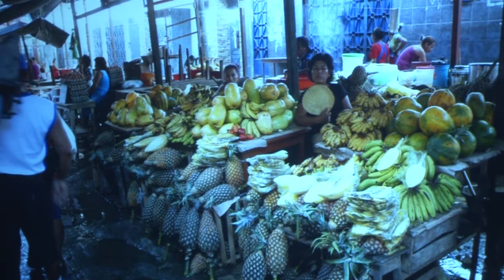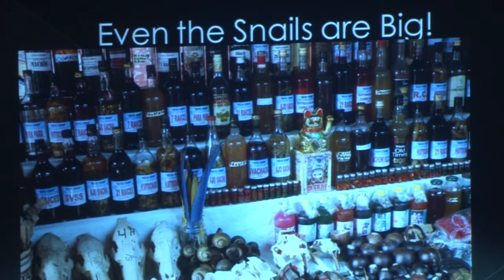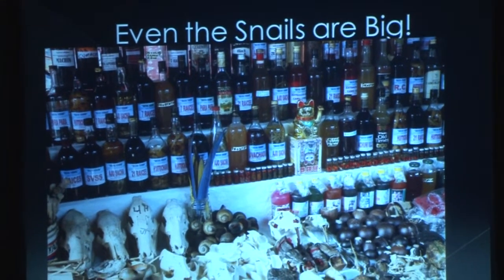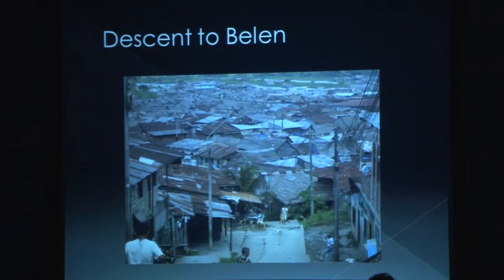And I'll show you some pictures. Because everything grows year-round, great soil, lots of oxygen, lots of water. And even the snails, you see those shells over there? Those are snails that crawl along the floor of the jungle, and they are about that big. So, everything there is pretty big.